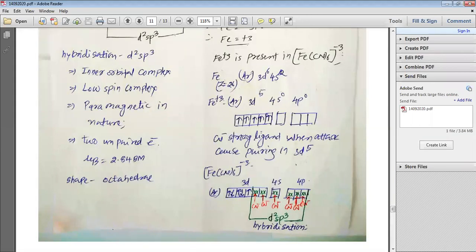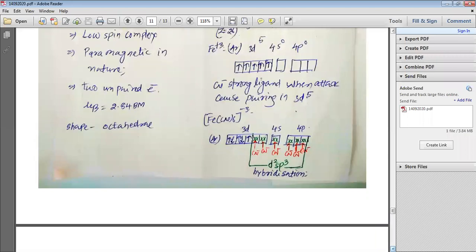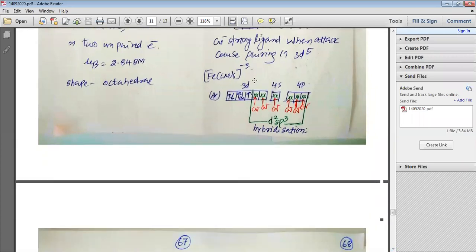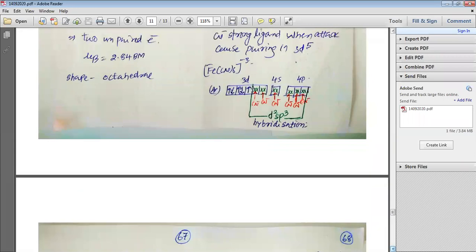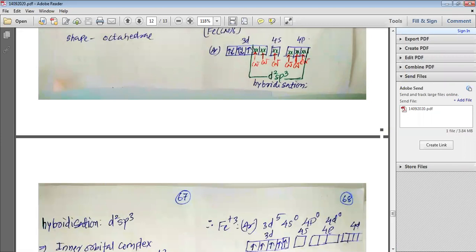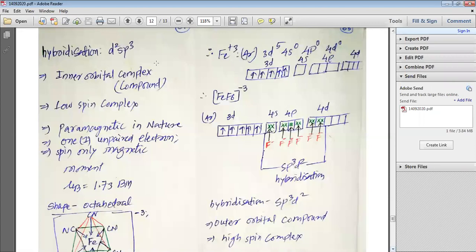CN minus is a strong ligand, and when it attacks it causes pairing of 3d5 electrons. So out of 5 electrons in 3d5, 2 pairs of electrons have been made and 1 electron remains unpaired. Thus 2 3d orbitals are vacant, and 2 3d orbitals, 1 4s orbital and 3 4p orbitals collectively form the hybridization d2sp3 in case of Fe(CN)6 minus 3, my dear students, and that is why it is an inner orbital complex with d2sp3 hybridization.